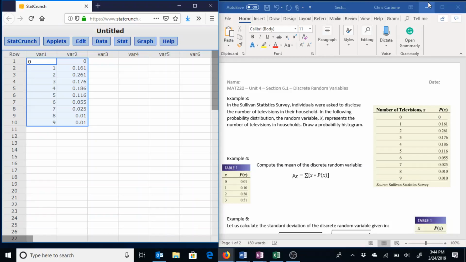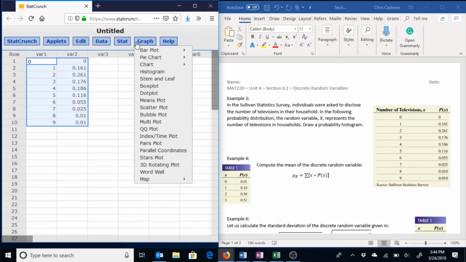Back in section 6.1 of this unit, example number 3 that we did in class dealt with creating a probability histogram, and I gave this associated table with that, which I already pasted into StatCrunch. To graph this, since unfortunately we're not going to be able to create a nice histogram of it, we're going to go to Graph, go to where it says Bar Plot, and we don't have data since we just have this frequency chart.